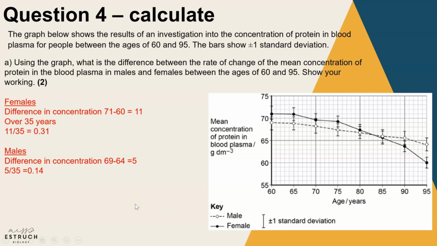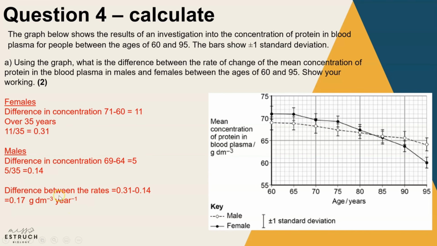So that's the first bit, but they have actually asked for what is the difference between the rates. So the final step is working out what is the difference between 0.31 and 0.14, which is 0.17. And now at the final step, when you give your answer, you do have to write down the units, and that is grams per decimeter cubed per year.